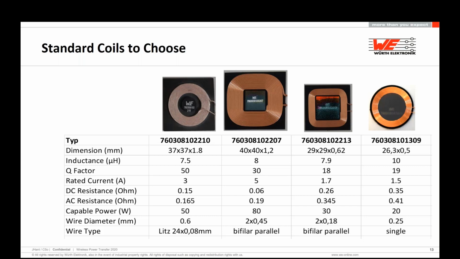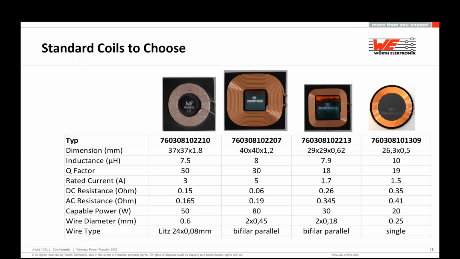If we use a solid ferrite, this is the left part, with the 760 308 102 210 at the end, the Q factor is 50, and it uses our Litz wire. With this Litz wire, you can see the DC resistance and the AC resistance are very low. On the right-hand side, at the next part, the Q factor is a little bit lower, and this also has an influence on the wire type. The coil on the right-hand side just uses a single wire. The single wire and the very thin ferrite have a very low Q factor and a high DC and AC resistance. As you can see, the DC and AC resistance is around 4 times higher.